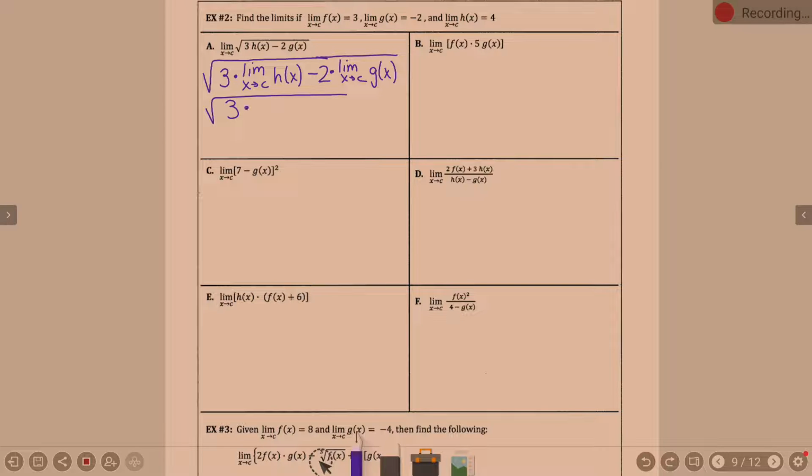3 is 3. What's the limit of h equal? That's 4. Minus 2 times what's the limit of g equal? Negative 2. So 3 times 4 minus 2 times negative 2, the square root of all that business. 12, and then it becomes plus 4, which is 16. The square root of 16, which is 4.